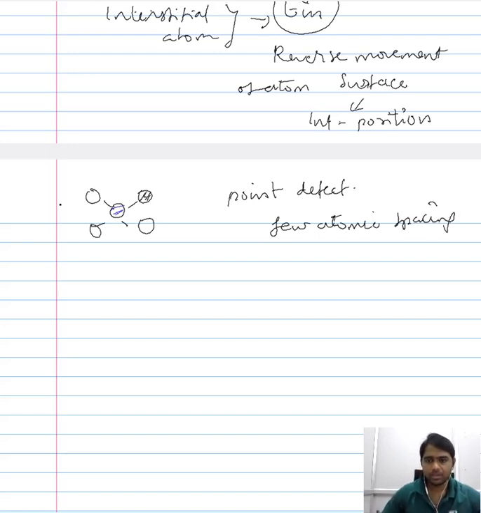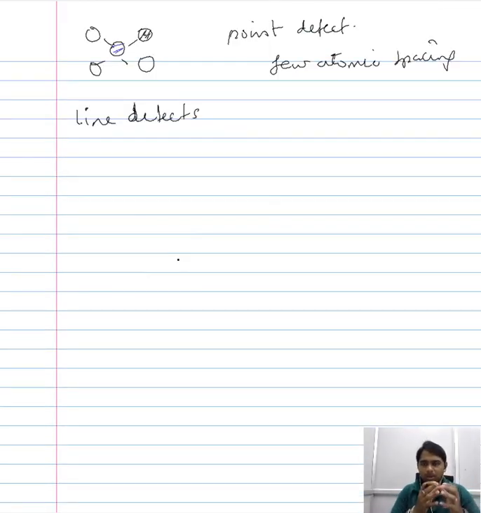However, when we consider the line defects, their influence is beyond a few atomic spacings, and it extends along a particular dimension, and that is the reason why we call them line defects. Now, the reason we are focusing on the different forms of defects is because these defects play a vital role when you deform the material.